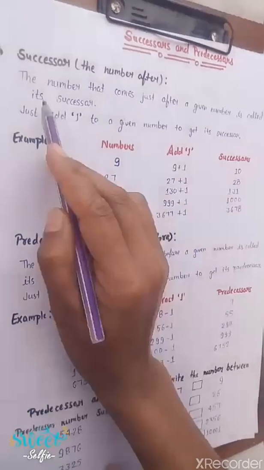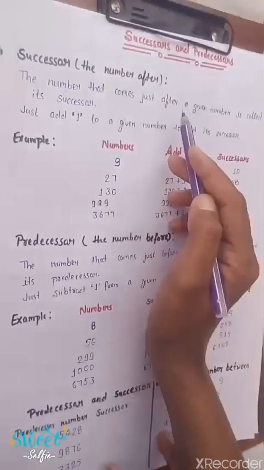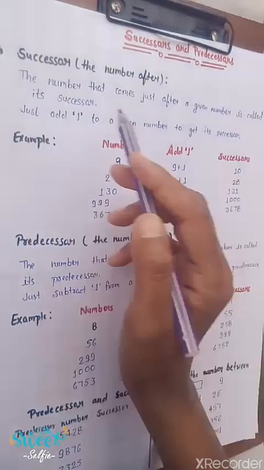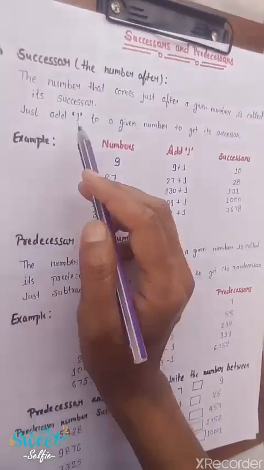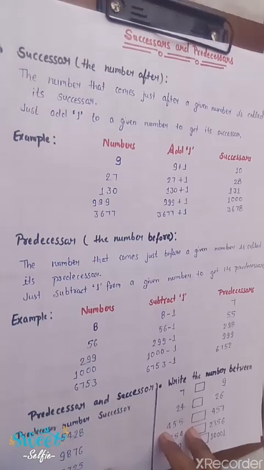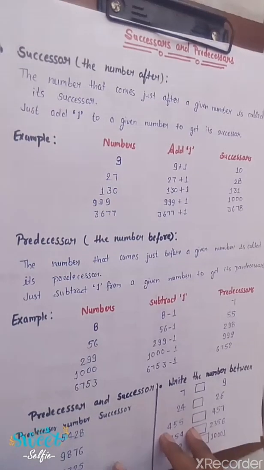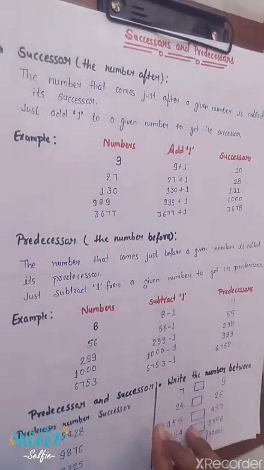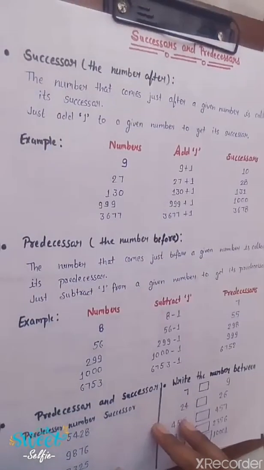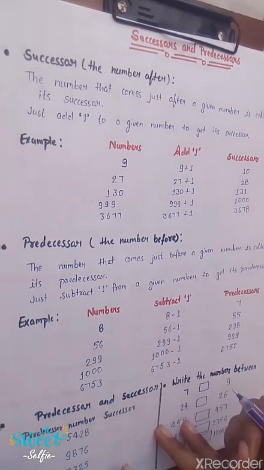The number that comes just after a given number is called its successor. Just add 1 to a given number to get its successor. It means when we have to find out the successor of any given number, we will add just 1. Then we can get the successor of the given number.